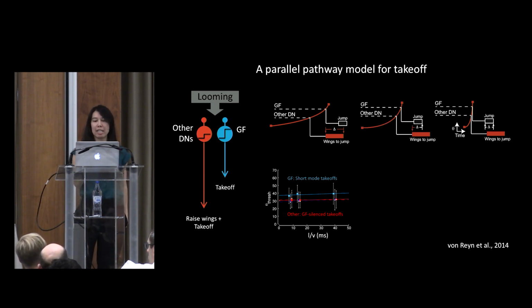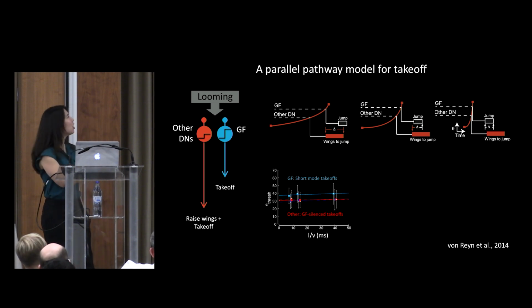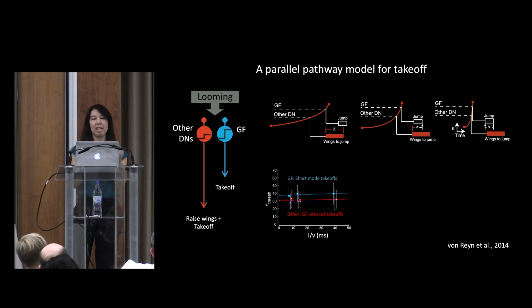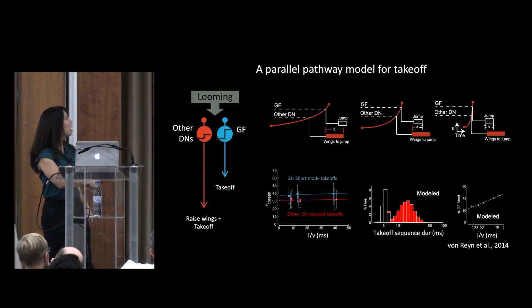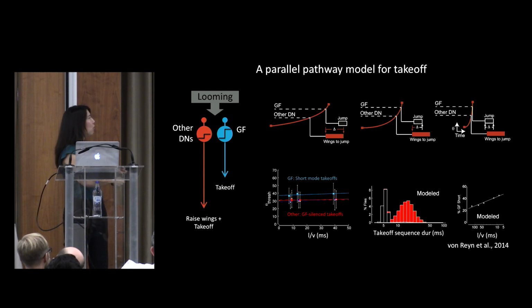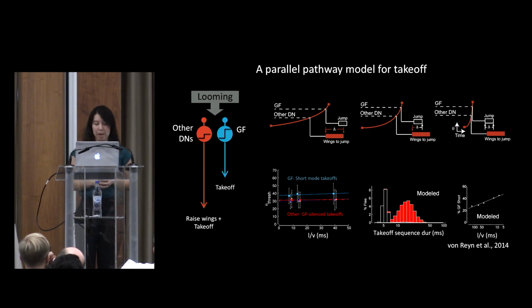And of course, there are cases in the middle where you would start raising your wings with these other descending pathways, but the giant fiber would interrupt and complete the pattern. And so based on this model, we were able to simulate this bimodal distribution that we initially observed in the data, and also this biased choice. So from our model, the faster the stimulus went, the more flies chose to use the short pathway.